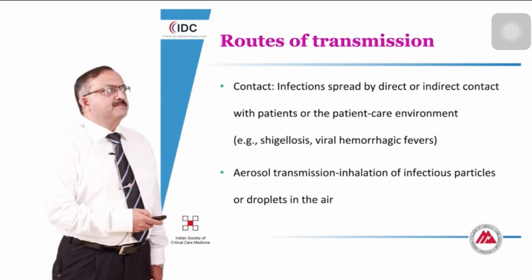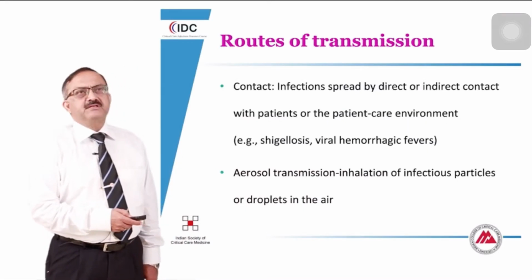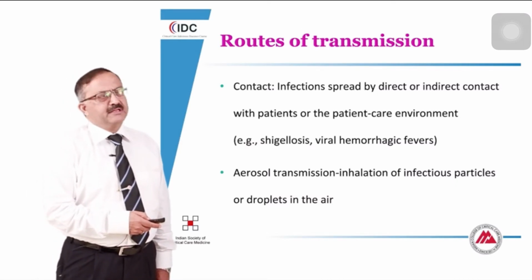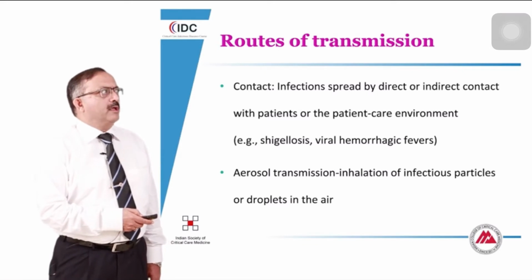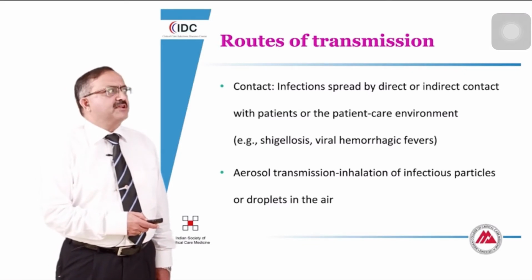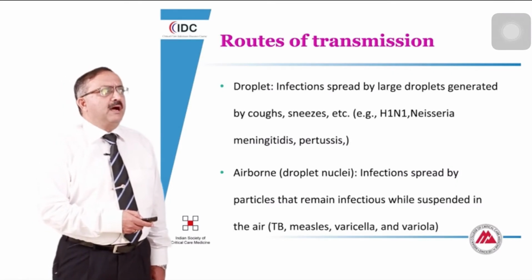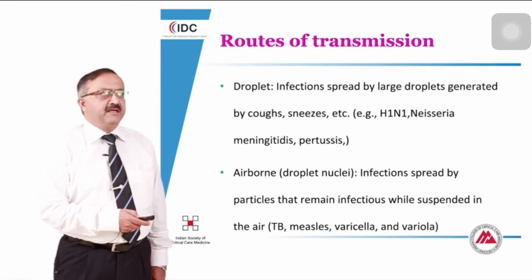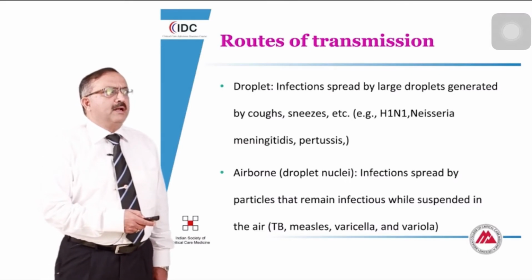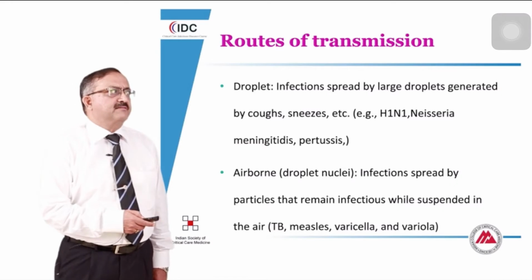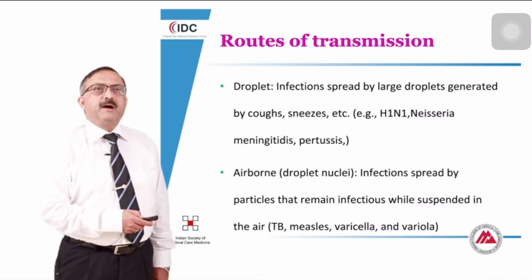Contact transmission is by direct or indirect contact with patients or the patient care environment, and examples are shigellosis and viral hemorrhagic fever, to name a few. Aerosol transmission is inhalation of infectious particles or droplets in the air. Droplet infection is by large droplets generated by coughing and sneezing. H1N1, Neisseria meningitidis and pertussis are clear examples of such spread, where the particles are large and do not travel more than 1 meter away from the patient's site.